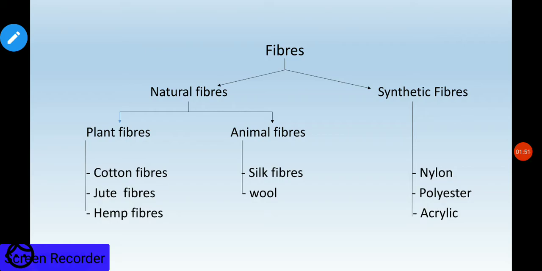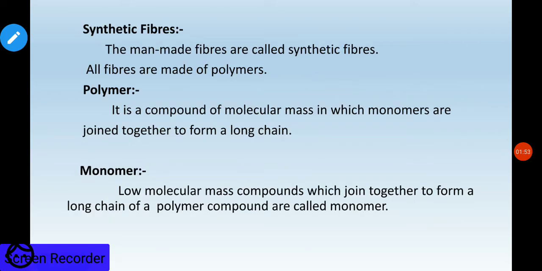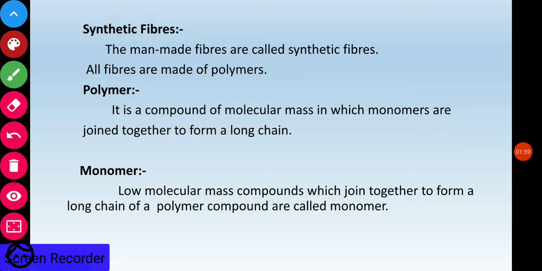Synthetic fiber means the fibers which are made by the men. The man-made fibers are called synthetic fibers. All fibers are made of polymers. Now what are polymers? Poly means many, mer means units. So polymers means many units.